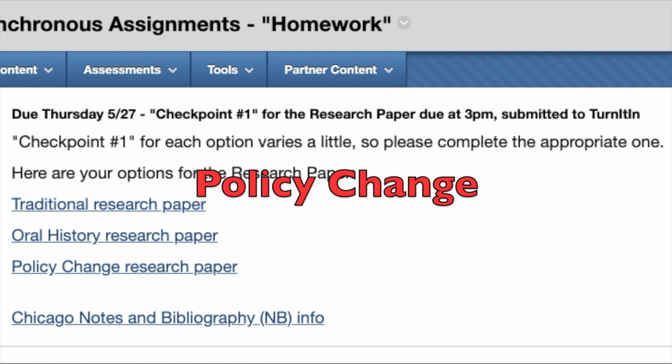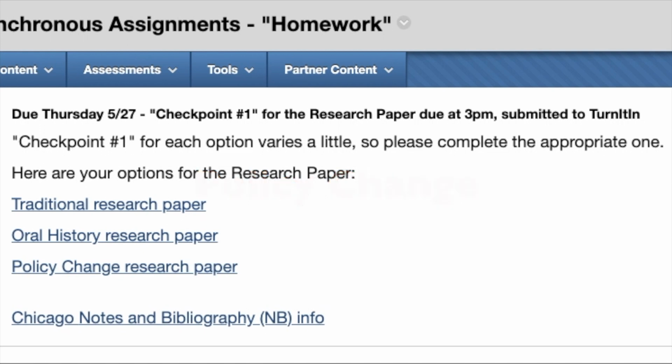A policy paper is a research piece focusing on a specific policy issue that provides clear recommendations for policymakers. So you are going to take an issue, a problem, a challenge that is facing society, and you are going to suggest a policy change that would remedy or fix this challenge. So those are your 3 options.